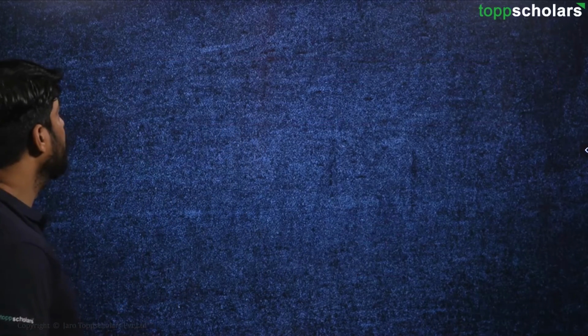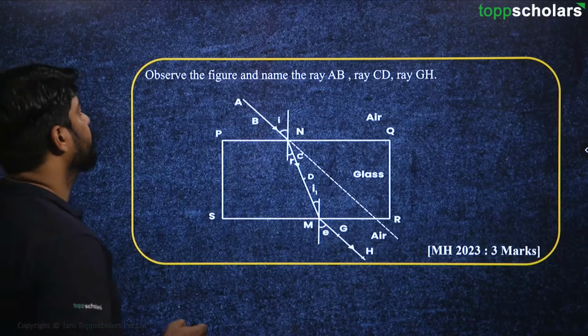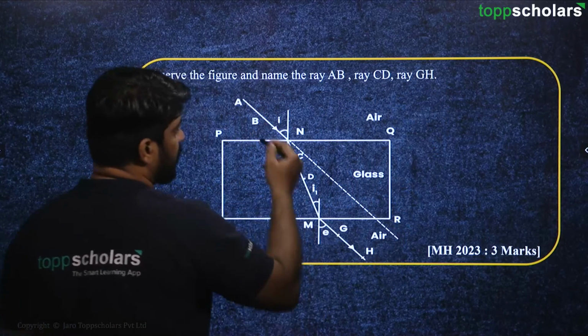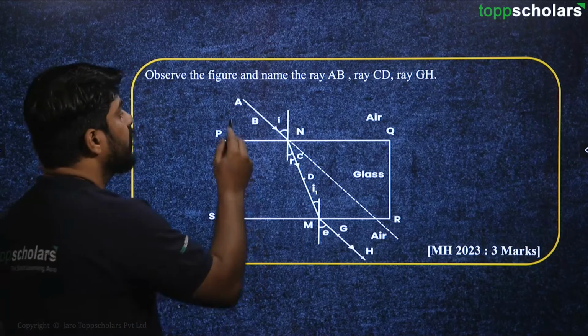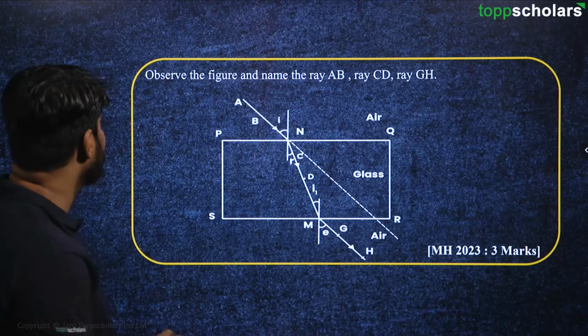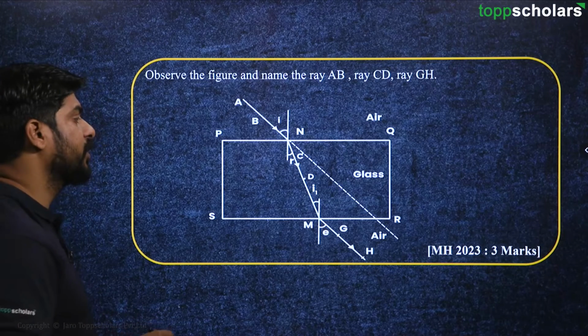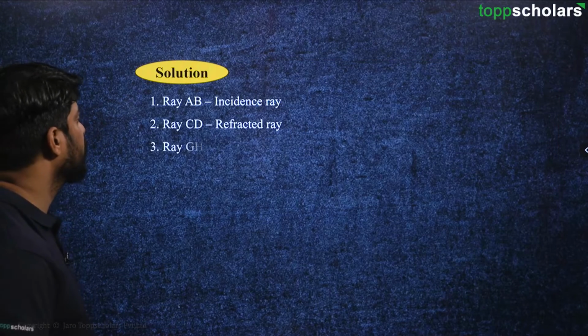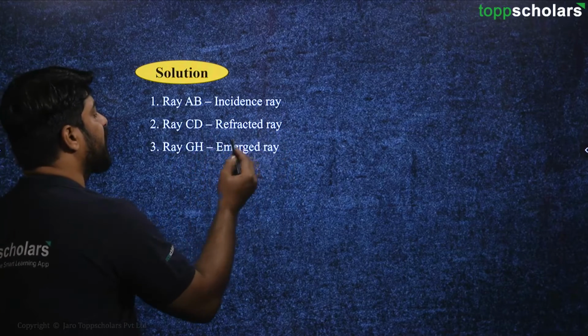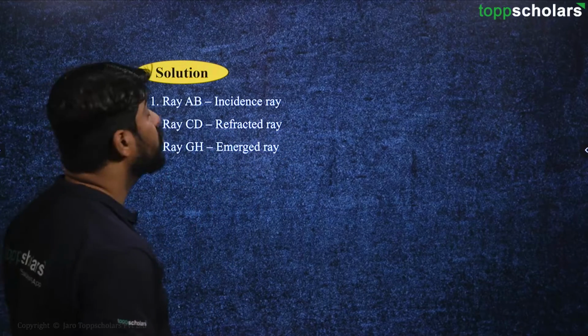Okay, moving on to the next question. Observe the figure and name the rays AB, CD and GH. So we have already discussed this. AB is the incident ray, CD is the refracted ray and GH is the emergent ray, right? So this is the answer over here. Ray AB is the incident ray, CD is the refracted ray and GH is the emergent ray.